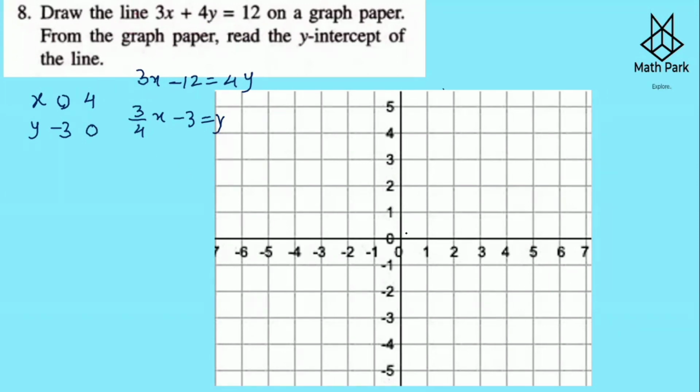So x is 0 and y is minus 3 is this point. This is 0, minus 3 is this point. And then 4 and 0. So x is 4 and y is 0 is this point. So 4, 0 is this point.